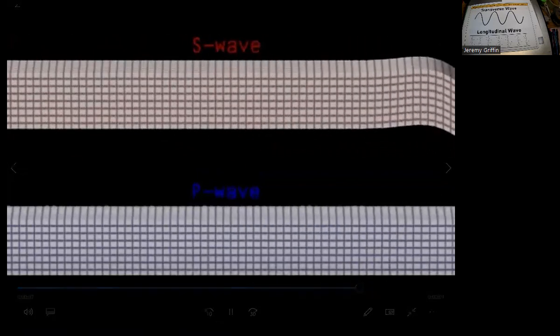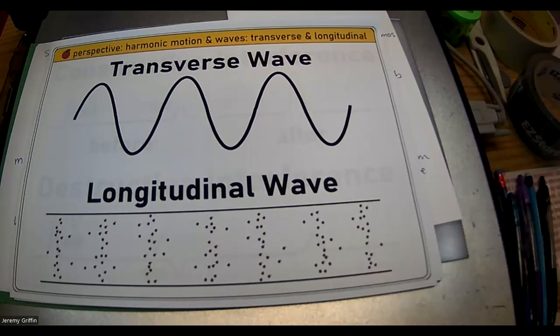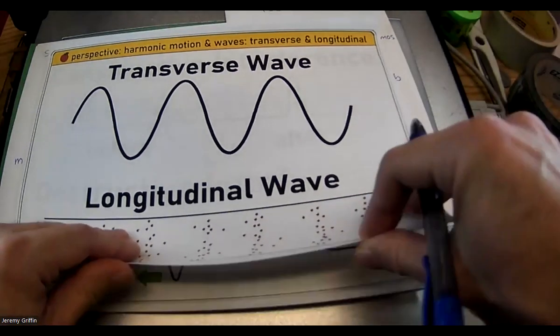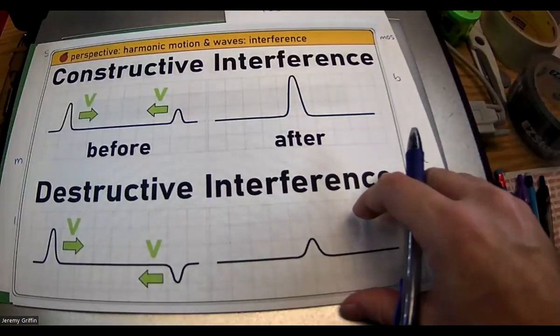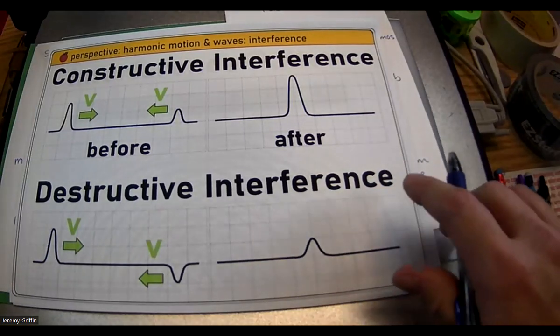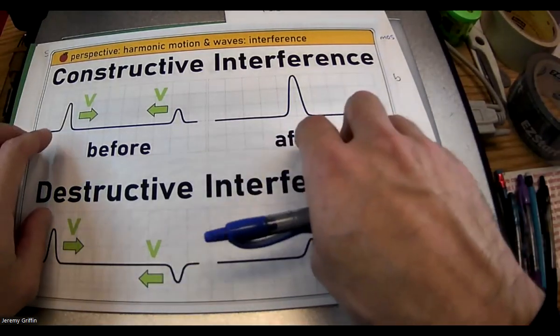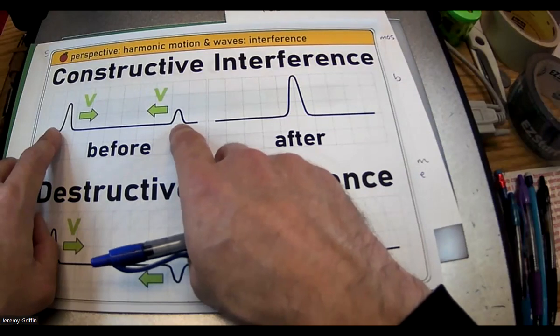All right. Over here. All right. We're doing all right, interference. So suppose you have a couple of wave pulses headed at each other, right?